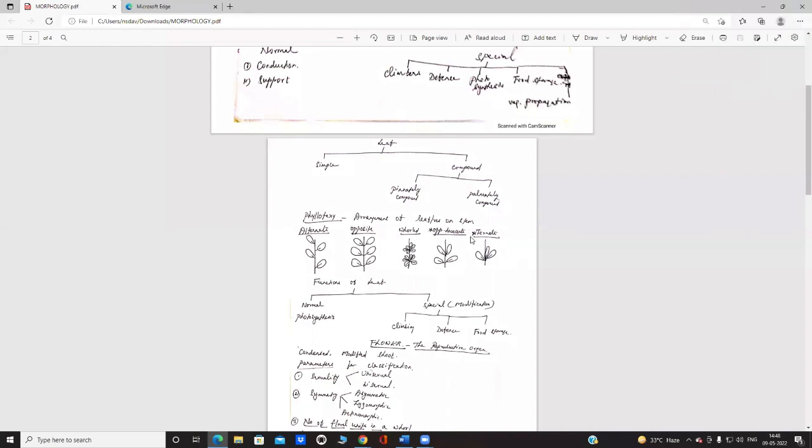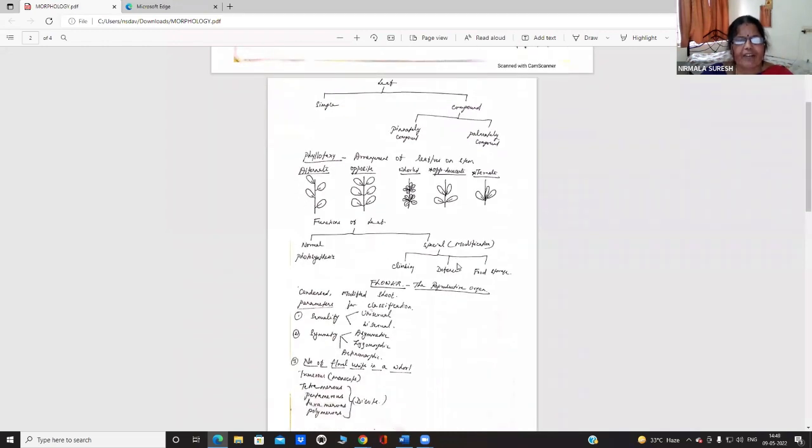Opposite decussate: in opposite, you will see one pair of leaves in this direction, and another pair at right angles to each other. When you show them, the children will find it very easy. They will never forget, unlike simply teaching them in the textual language and the author's language. If you show them the real specimens, they will never forget. Alternate arrangement, opposite arrangement, whorled arrangement, opposite decussate arrangement, and ternate arrangement.